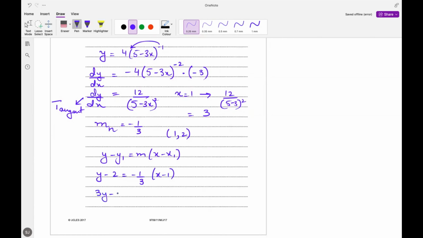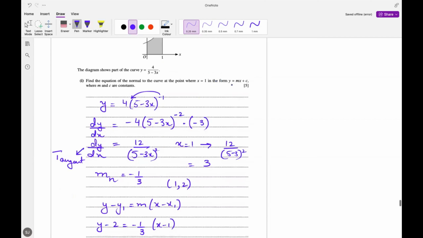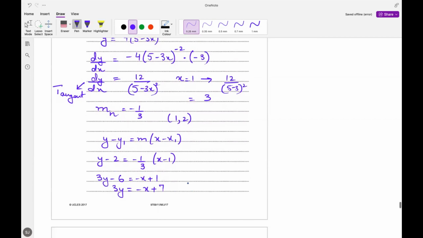Simplifying, we'll get 3y minus 6 equals minus x plus 1. We can give this equation as minus x plus 1 plus 6. So this will become plus 7. As they asked us to give it in the form y equals mx plus c, we can write it as y equals negative x upon 3 plus 7 upon 3.